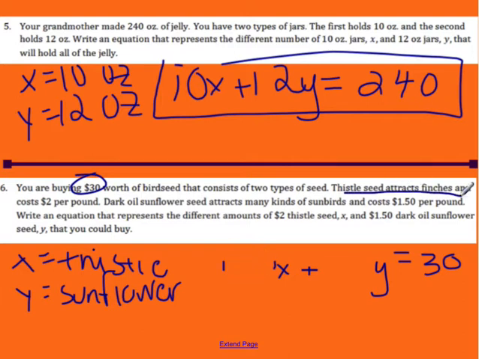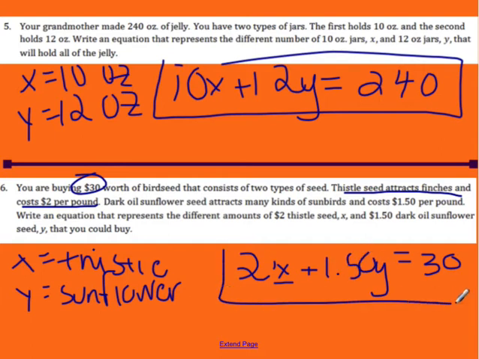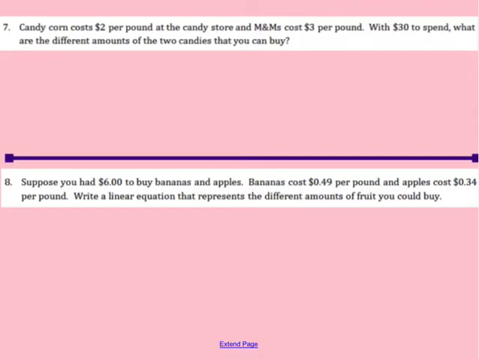Thistle seed attracts finches and costs $2 per pound. So for every X pound of thistle, it's going to be $2. For every Y pound, it's going to be $1.50. And that right here is your setup for number 6. Let's take a look at number 7.